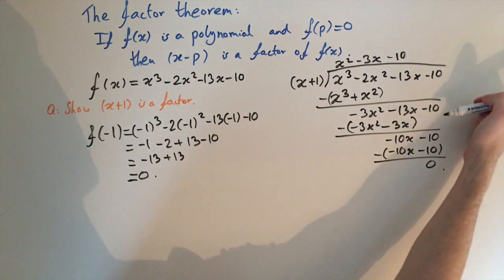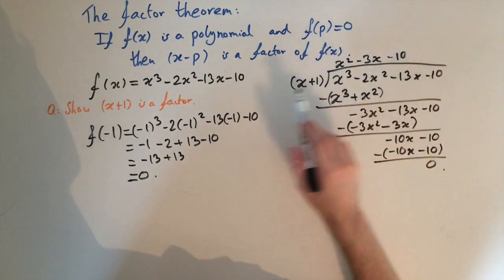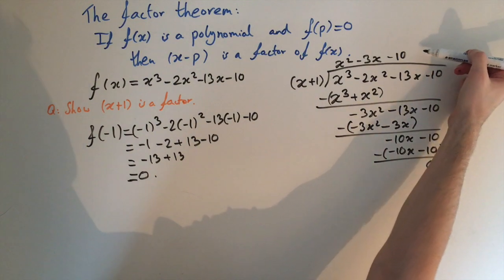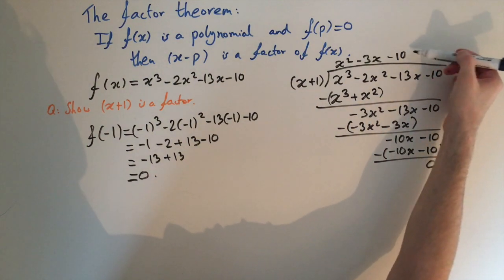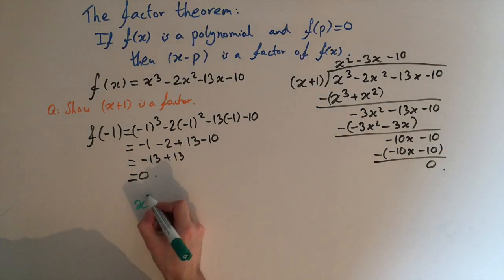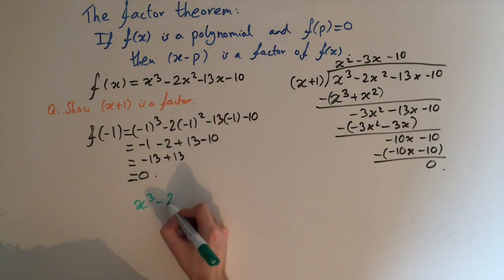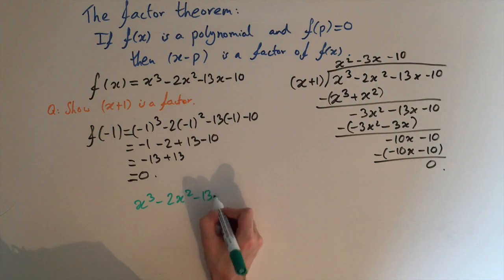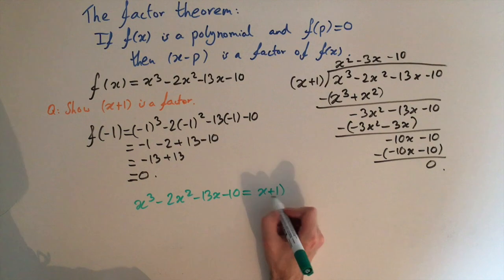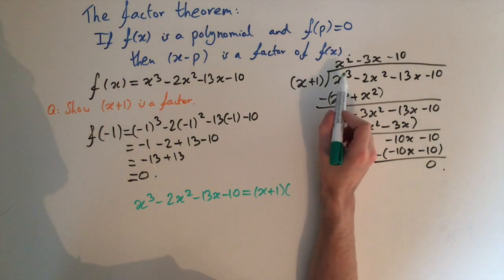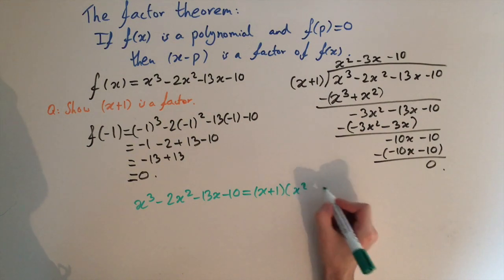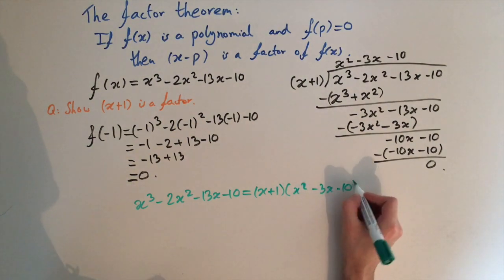Because we did this, we see that when we divide this cubic by this linear factor, the other thing that factorizes is this quadratic. So let me write it out at the bottom. It tells us that the cubic x cubed minus 2x squared minus 13x minus 10 equals x plus 1, and then the other factor that we multiply is this answer, x squared minus 3x minus 10.